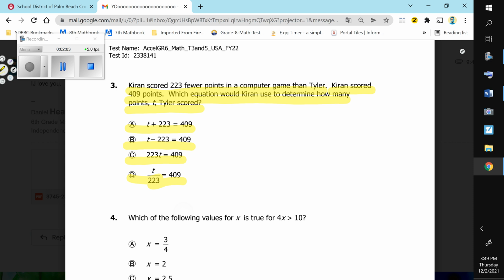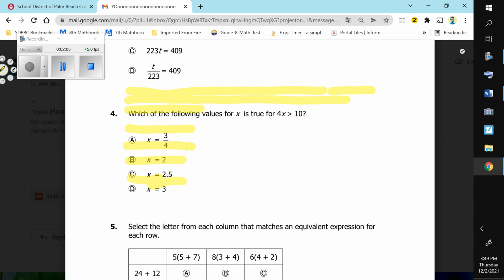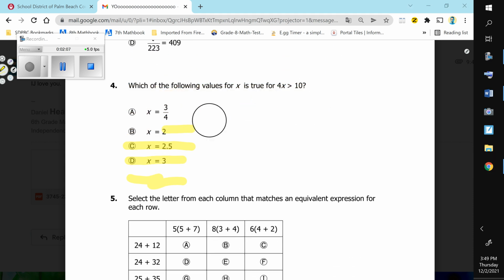Number 4. Which of the following values for x is true for 4x is greater than 10? So you're going to have to look at these, figure out which one works.